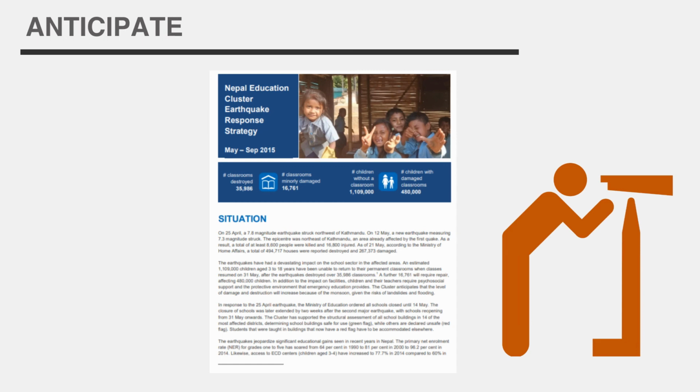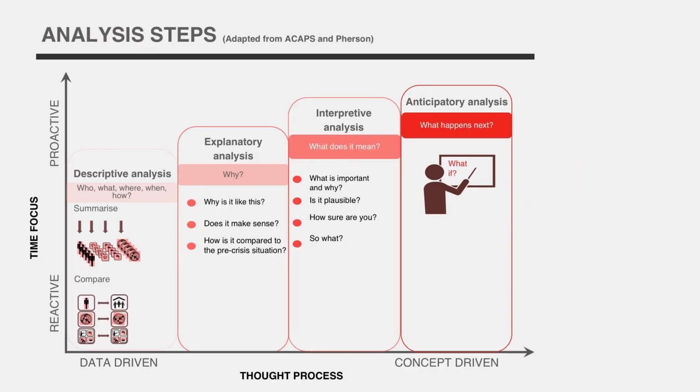This form of anticipatory analysis should be included when making more strategic response planning. Like in this case, when it was deemed plausible and highly likely that reconstruction would take so long that children would be at risk of trafficking and child labour in the interim phase, and emergency education services should be a priority. Analysis steps.